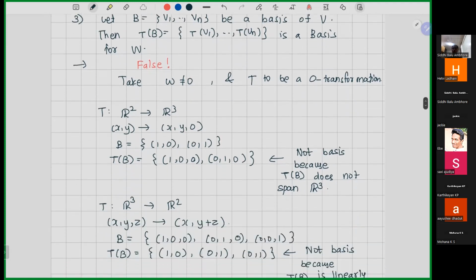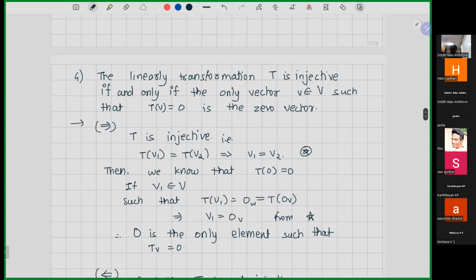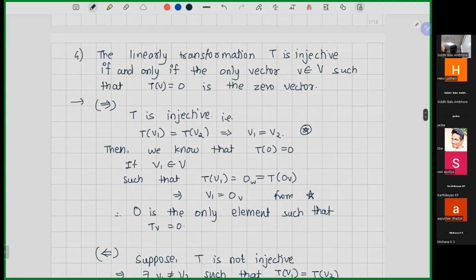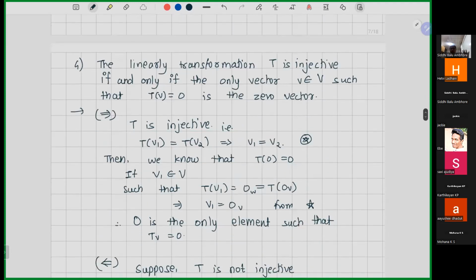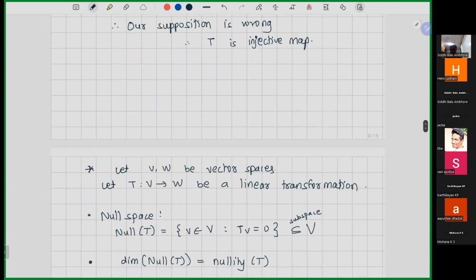We also gave two non-trivial examples where the basis was not going to a basis, because one was lacking linear span and the other was lacking linear independence. The next question was related to whether the linear transformation is injective or not. We say that T will be injective if and only if the null space contains only one element, that is 0. That is, 0 is the only vector which goes to 0. Then T becomes an injective linear transformation.